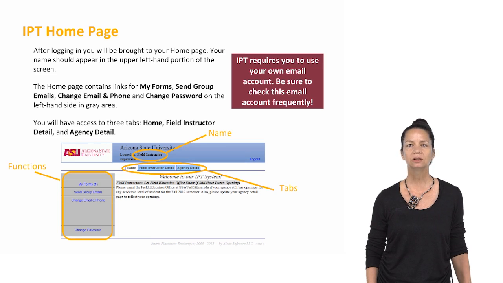You will also see two or three tabs. Number one, the first tab is the Home tab, which returns you to that IPT homepage. Number two is the Field Instructor Detail tab. That opens up a page that lets you view and update your current information in the database. Three, if you're the contact person for the agency, the Agency Detail tab will open a page allowing you to view and update information about your agency.